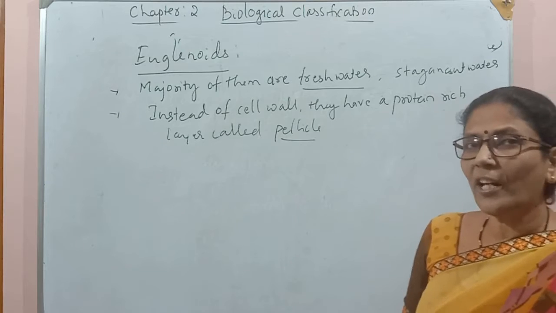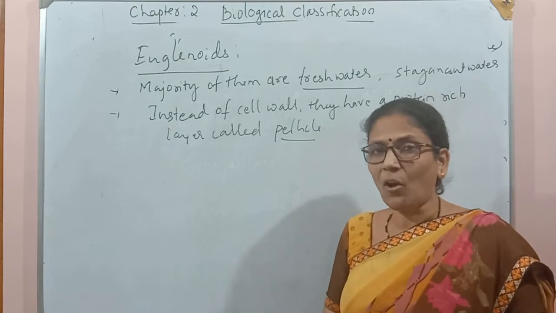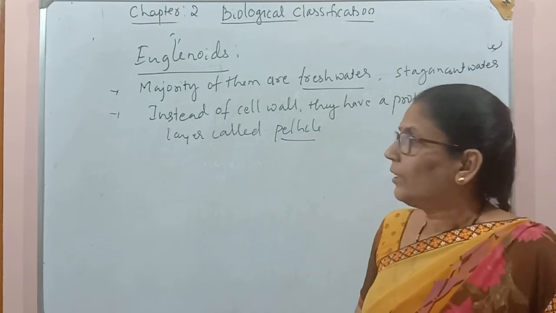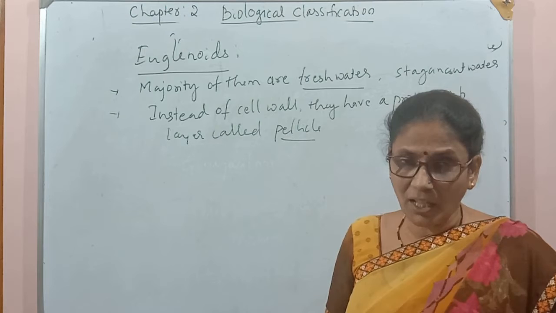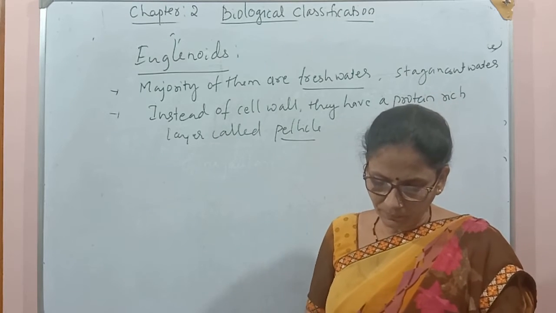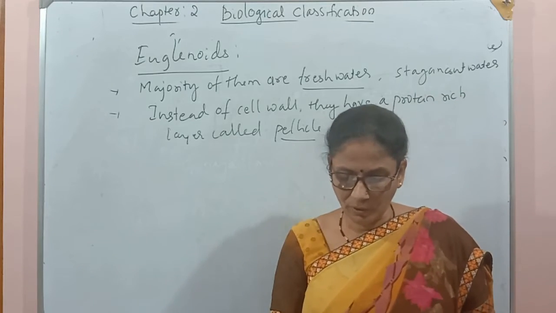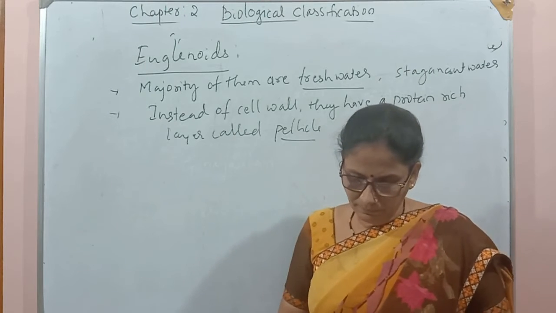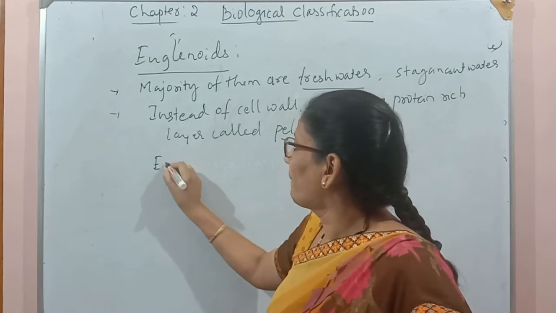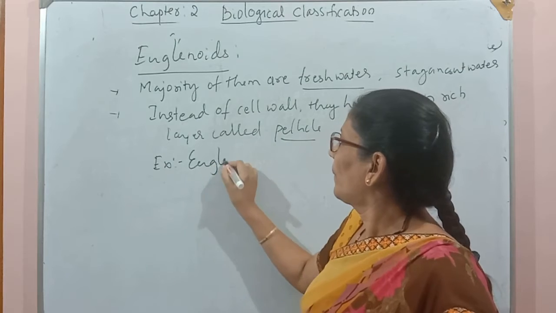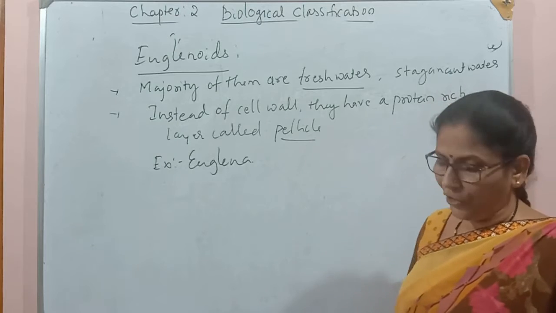These euglenoids are usually photosynthetic when there is sunlight, but they may also act as heterotrophs. In absence of sunlight, they are heterotrophs. They also have 2 flagella, one small and one long. The example for euglenoids is Euglena. So these are some of the characters of group Euglenoids.